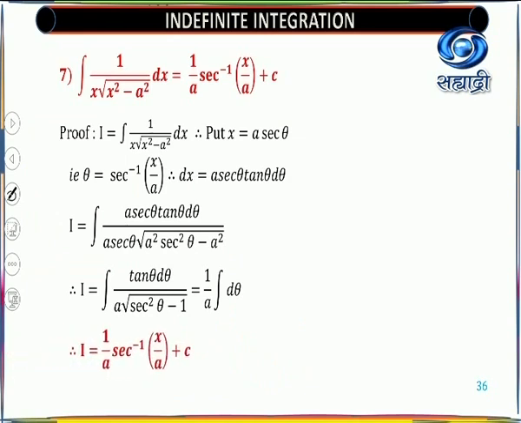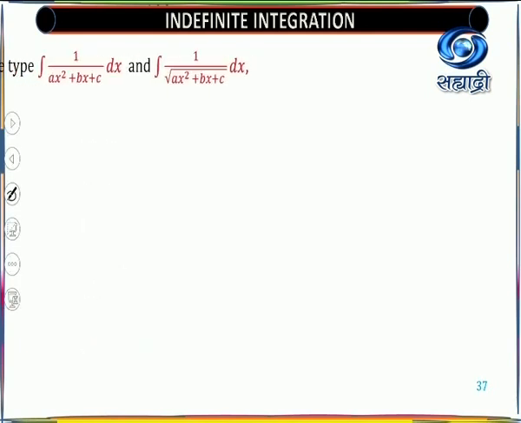So you will get this as 1 upon a, theta plus constant of integration. And what is the value of theta? The value of theta is sine inverse of x upon a. That value you need to substitute here. So you will get your final answer as the integration.